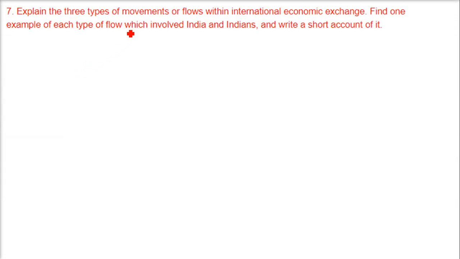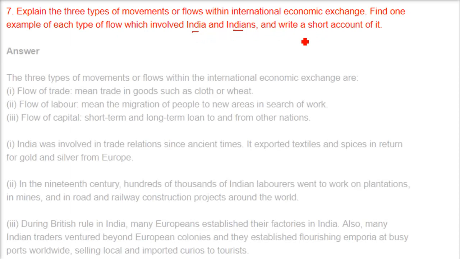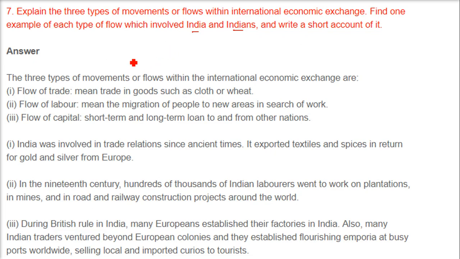Explain the three types of movements or flows within the international economic exchange. Find one example of each type of flow which involved India and Indians and write a short account of it. So what were the flows? See, the three types of movement, or you can say the flow, pravaha, within the international economic exchange. First is trade. Then we have labor, flow of labor. And then third, we have flow of capital. So these are the three types of movements or flows.